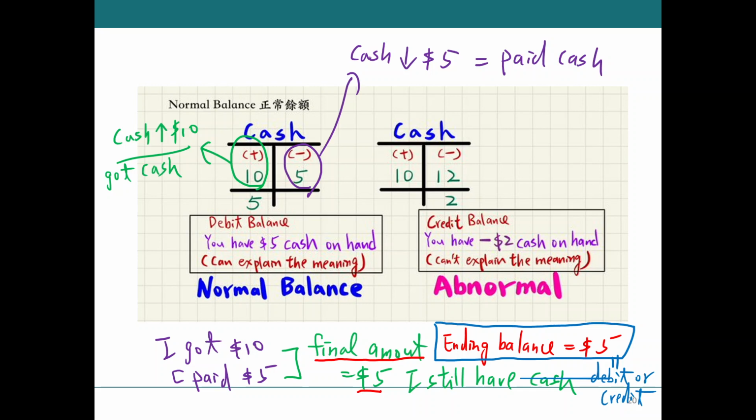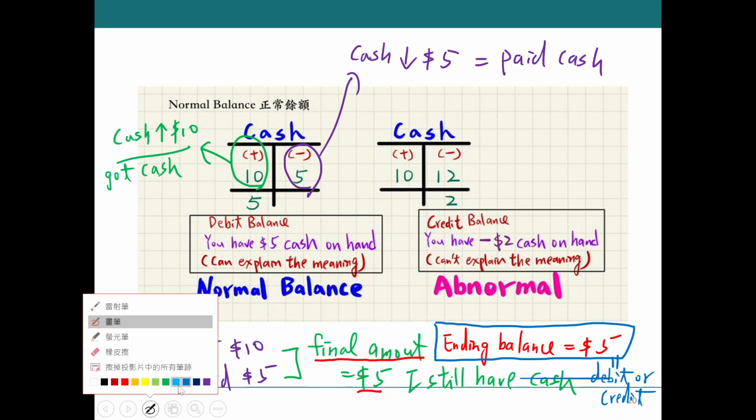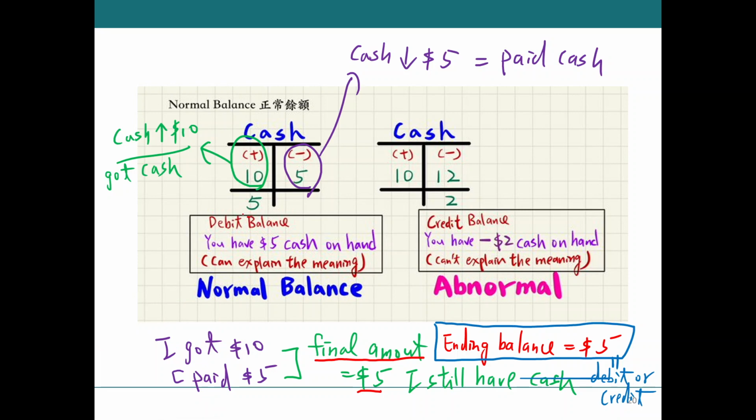Debit, right? Why is that? You should put it on debit. Why is that? Because debit side means what? Debit side for cash means increase. So means what? I still have cash $5. Okay? So I put it on debit side here. Is correct, is normal.